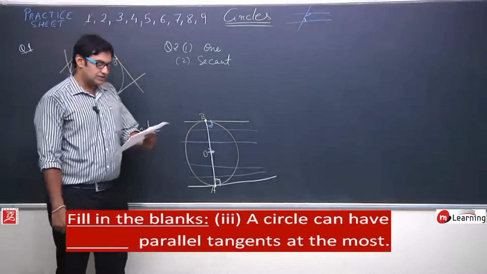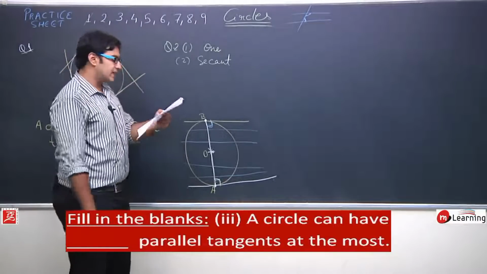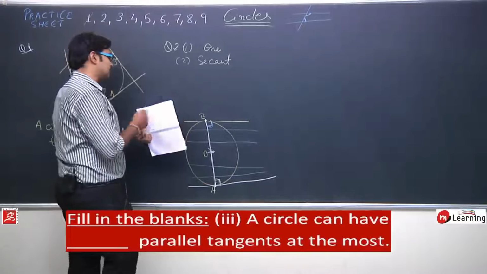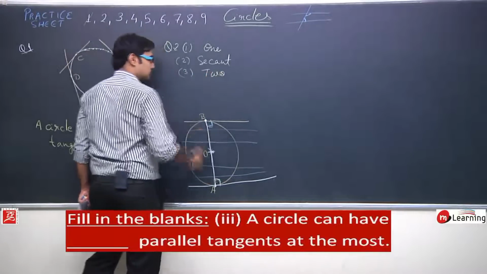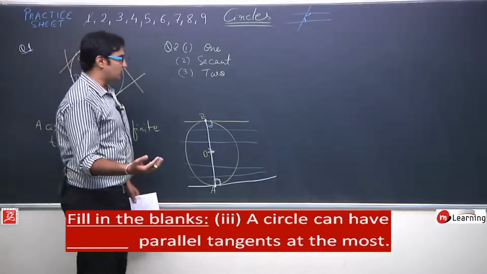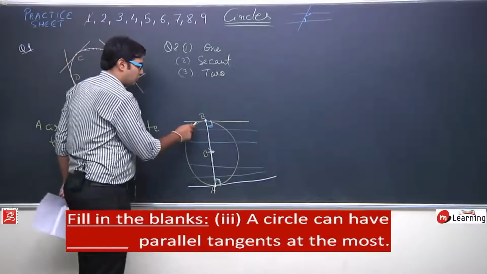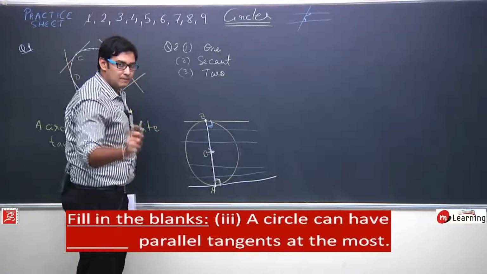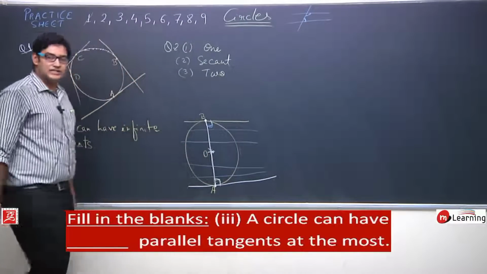So the question says a line intersecting a circle can have dash parallel tangents at the most. The answer for this question is that a circle can have two parallel tangents at most. Maximum it can have two parallel tangents. It is not possible to draw three tangents parallel to each other, because if you draw any tangent from any other point, that tangent will not be parallel to any of these tangents. It will intersect the two tangents.